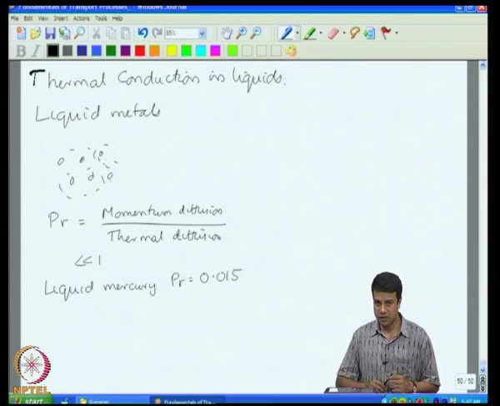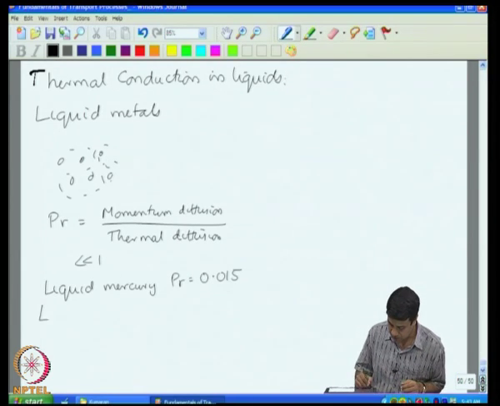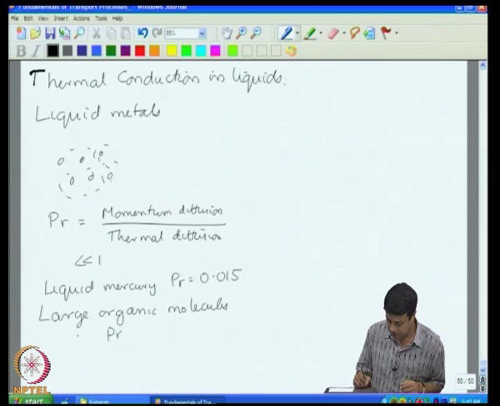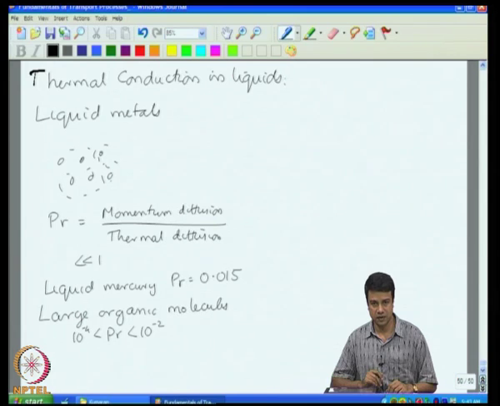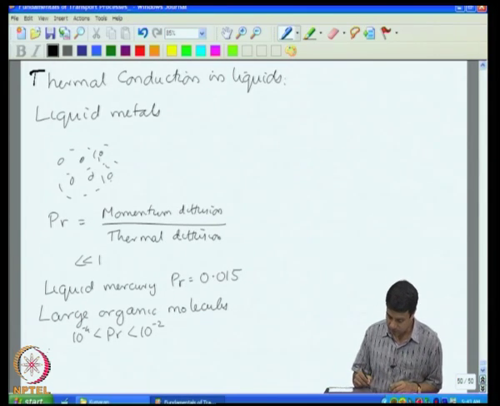In contrast, if you had large organic molecules, they do not transfer energy very quickly. The momentum diffusion in the case of large organic molecules, the Prandtl number can vary anywhere from 10 power minus 4 to 10 power minus 2. It is very small. And therefore, the momentum diffusion is actually much faster than the thermal diffusion. Water, for example, is somewhere in between.